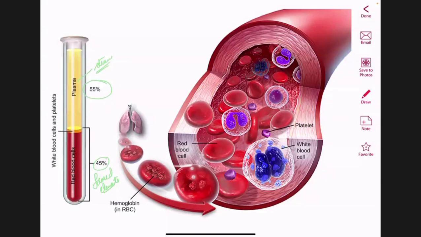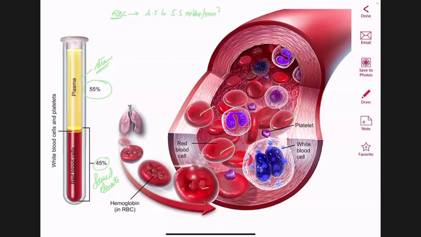RBCs are more in number. See, these are the RBCs. Can you see in the blood also here? There are many RBCs. This is RBC, this is RBC, this is RBC, this is also RBC. Okay, what is the number of RBCs? Tell me. 5 to 5.5 million, 4.5 to 5 million per millimeter cube, isn't it?